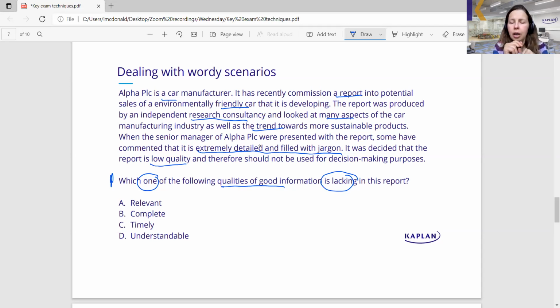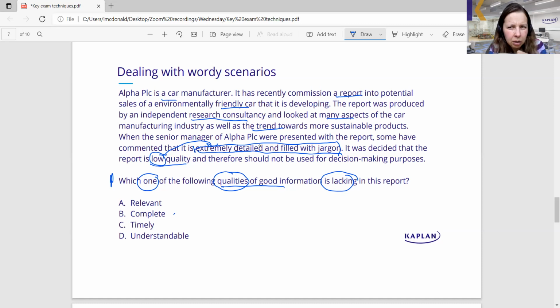So straight away, I could link the quality of this report with the fact that it's low because of the extremely detailed report filled with jargon. So all I need to do now is to find which of the answer options links to those details and the jargon. Relevant: that report seemed to be relevant. It talked about the current history. So clearly relevancy expectations have been met.